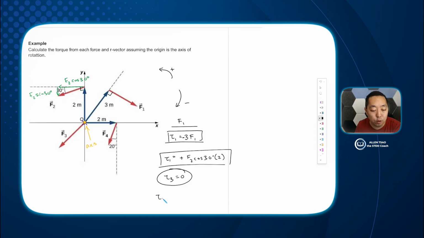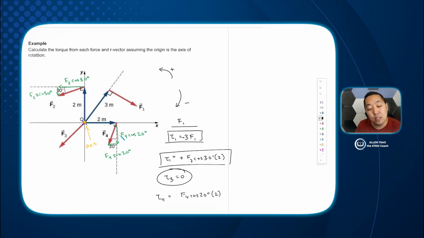Here for torque 4, we have the r vector pointed to the right, but the force vector is not perpendicular, so we have to decompose it into 2 components. This is 20 degrees, so this is F4 cosine 20 degrees. This is F4 sine 20 degrees. So then what we care about is the component perpendicular to that r vector. So we would multiply the F4 cosine 20 degrees times the 2 meters here, which is at a right angle, and so those are already perpendicular.